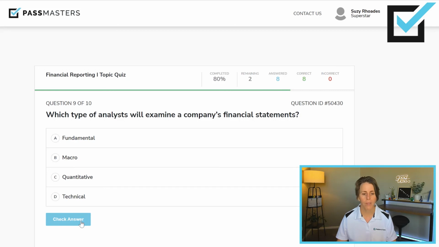Which type of analysts will examine a company's financial statements? Financial statements, income statement, balance sheet, statement of cash flow, reading those is fun. It is fundamental analysts. So the other choices, macro, quantitative, technical. Well, quantitative and technical mean the same thing. They look at charts and graphs. So fundamentals, also called qualitative.